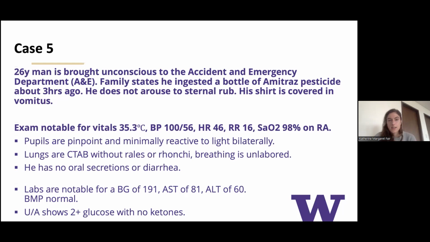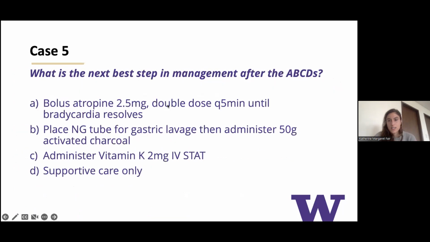All right, so not an uncommon presentation, a patient with intentional ingestion. Amitraz is kind of a tick poison and really available commercially for agriculture. What would you do next after doing your ABCD exam? Would you bolus atropine, double the dose every 5 minutes until bradycardia resolves, place an NG tube for gastric lavage, administer vitamin K, or supportive care only? I feel like choice E here is phone a friend from poison control, but we don't have that.